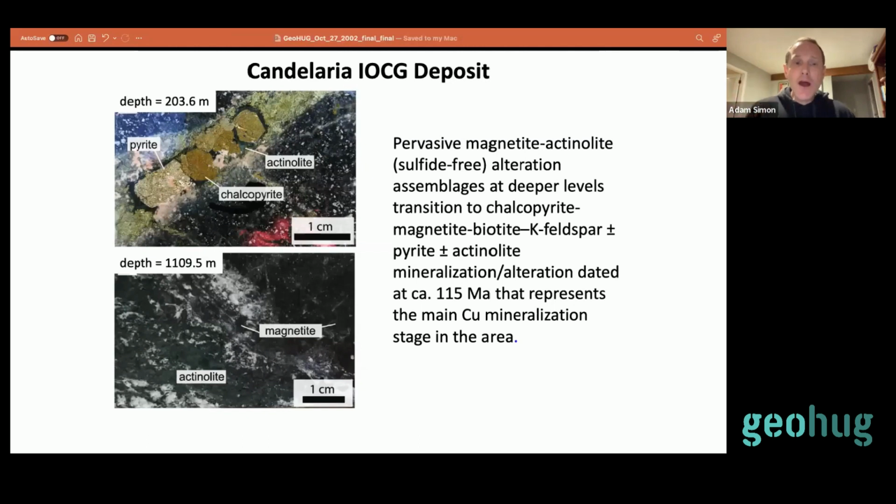If we look at Candelaria, I showed these images again. Remember, what I wanted you to take away here is that in the shallow levels of the system, we have chalcopyrite, pyrite, actinolite, magnetite, and that is cutting earlier or older massive magnetite. And then as we go to deeper levels of the system, we lose copper iron sulfides, and the system transitions to almost entirely magnetite with lesser actinolite.